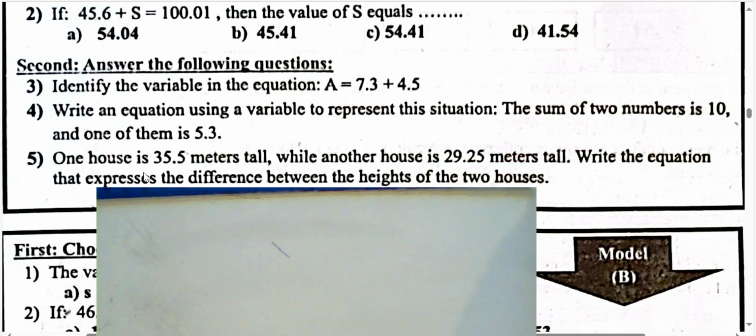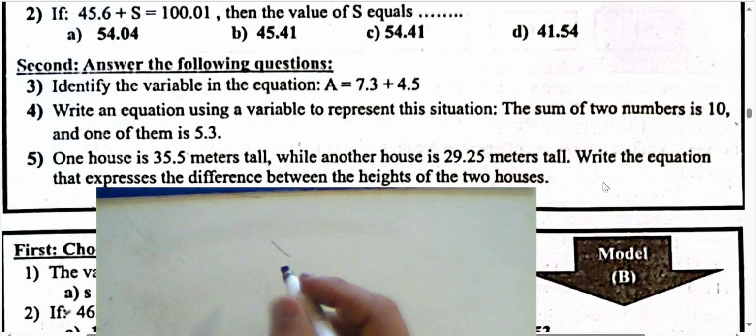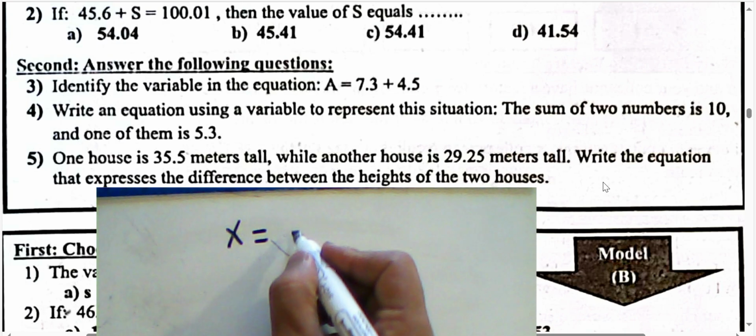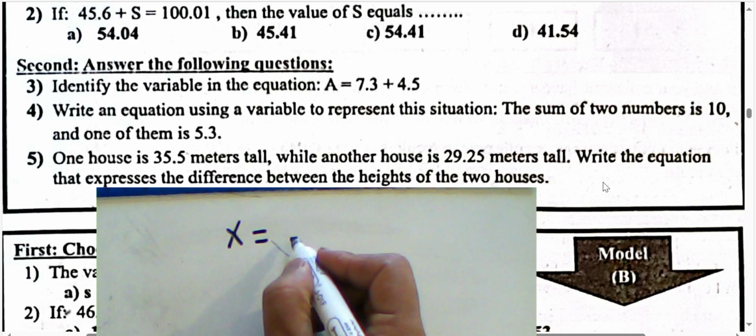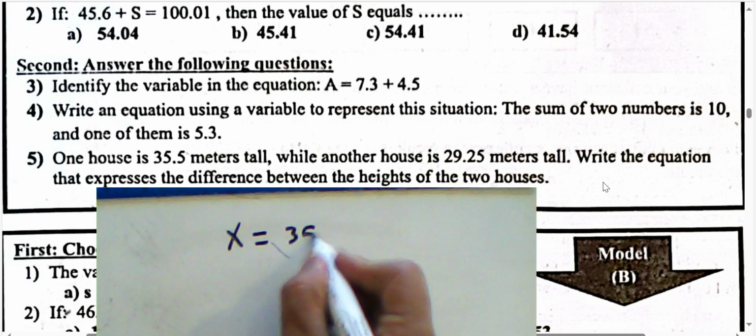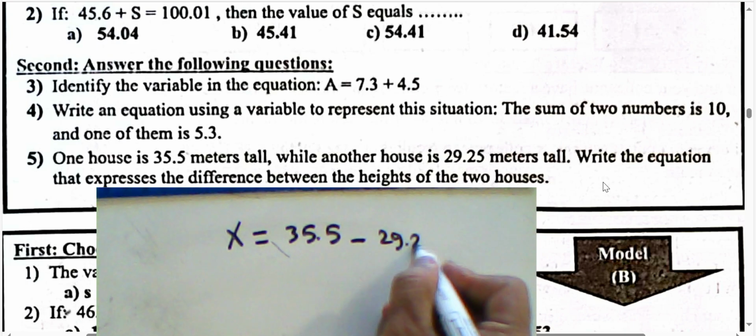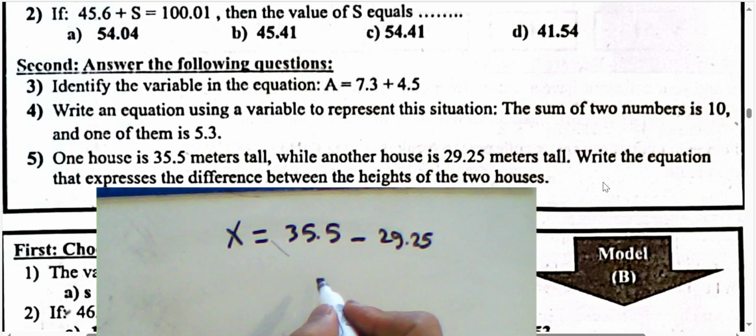One house is 35.5 meters tall, while another house is 29 and 25 hundredths meters tall. Write the equation that expresses the difference between the heights of the two houses. You want to find the equation. Write x equals the difference between two lengths. The first will be the greater, 35.5 subtract 29 and 25 hundredths.